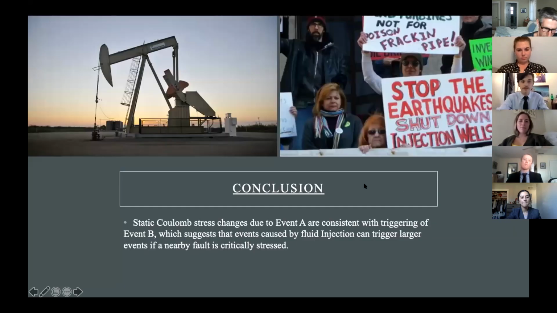Okay, and then in conclusion, they were able to determine the static Coulomb stress changes due to the event A were consistent with the triggering of event B. So this suggests that fluid injection did trigger events in the nearby faults and cause earthquakes in Oklahoma.